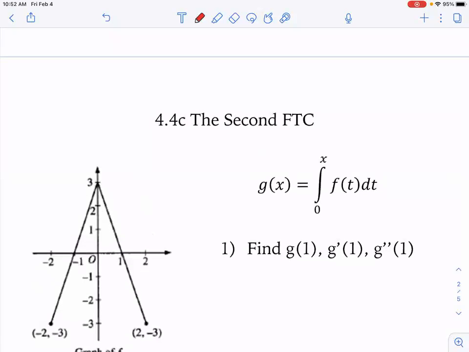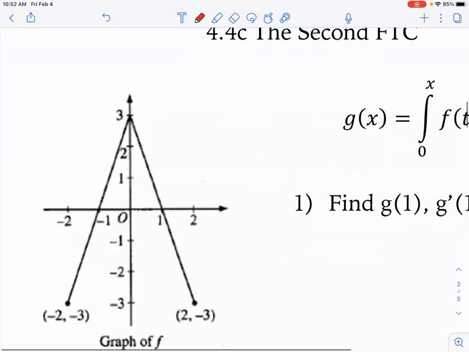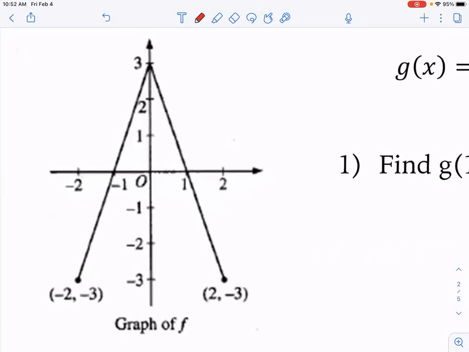We are titling these notes 4.4c, the second FTC. Draw this graph.